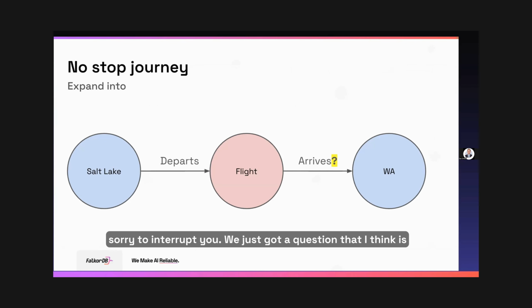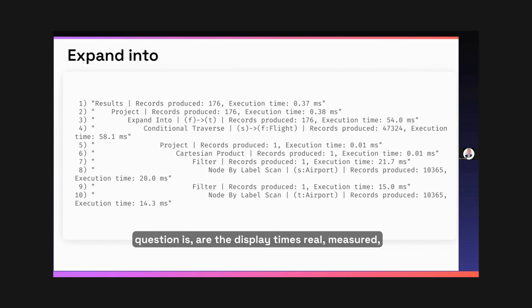We just got a question that I think is very relevant to where you are in the conversation. The question is, are the display times real, measured, or estimates of the planner? These are real measurements done at one time. These are not estimations. This is information collected as the query was running. Excellent. Thank you. Okay.